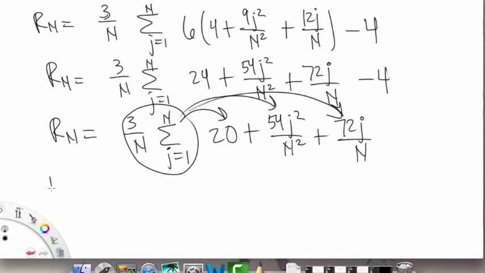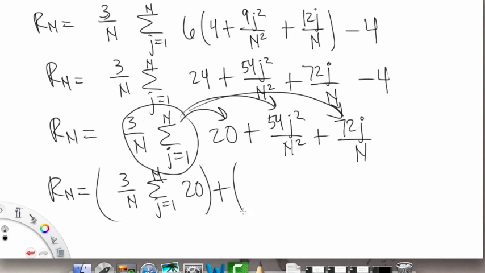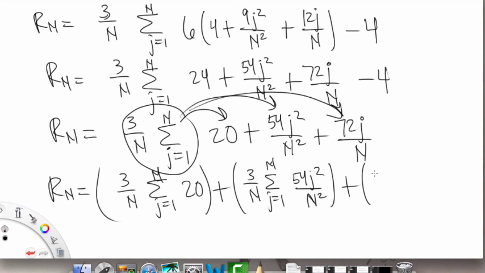So what this would look like is r sub n is equal to 3 over n, and then we can take that 20, and since that's just a constant, I'll just keep it there. So if we apply it just to the 20, we have this, and then we're going to add that to 3 over n times the sum from j equals 1 up to n of 54j squared over n squared. And then finally we have the same thing. We're just going to distribute that in, so we have something like this, and then that's 72j over n.